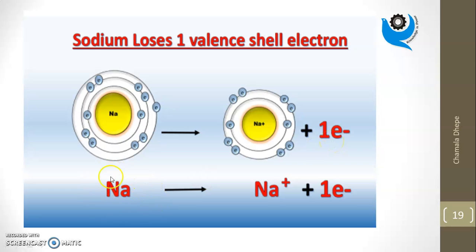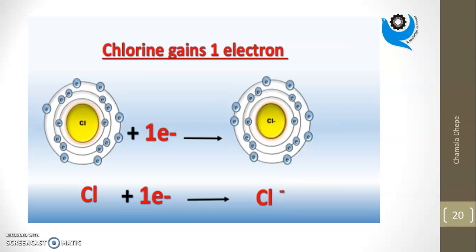So see here, in the beginning it is a neutral atom, but when one electron is lost, one positive charge is acquired on the sodium atom. Similarly, the electron which is lost by the sodium is gained by the chlorine atom. See here, chlorine gains one electron. So from where is one electron coming? From sodium. That one electron is gained by that chlorine.